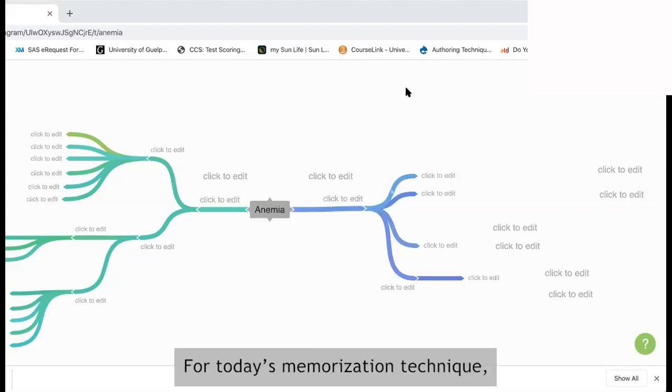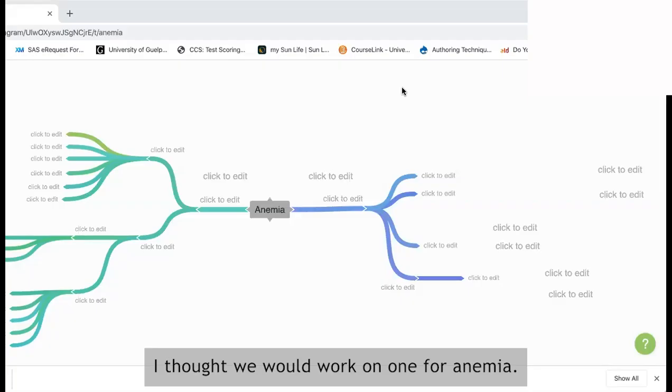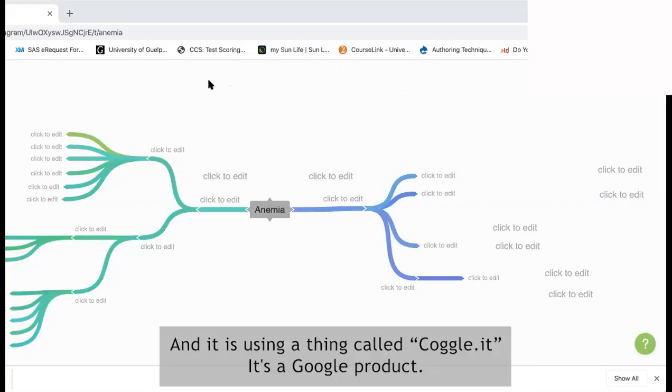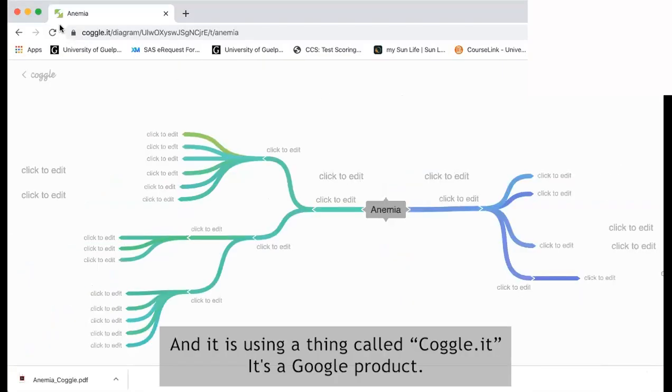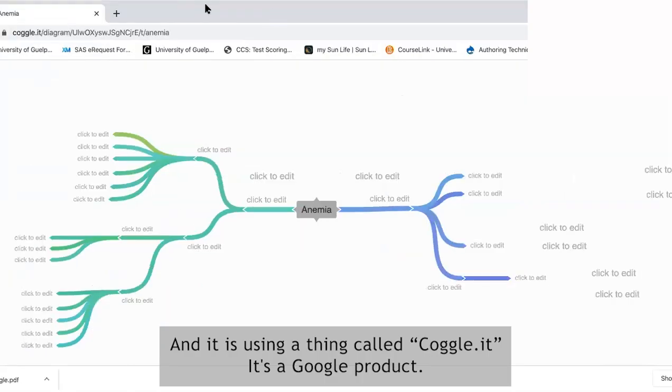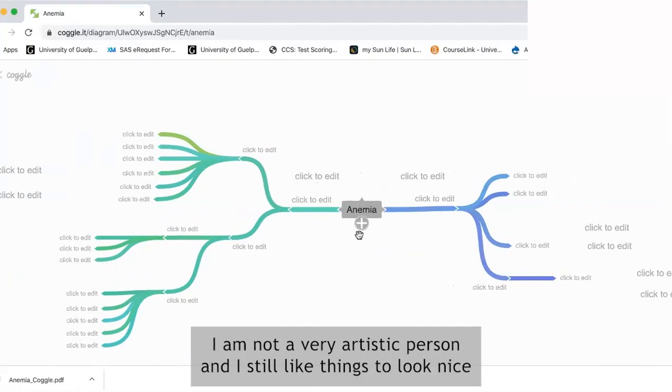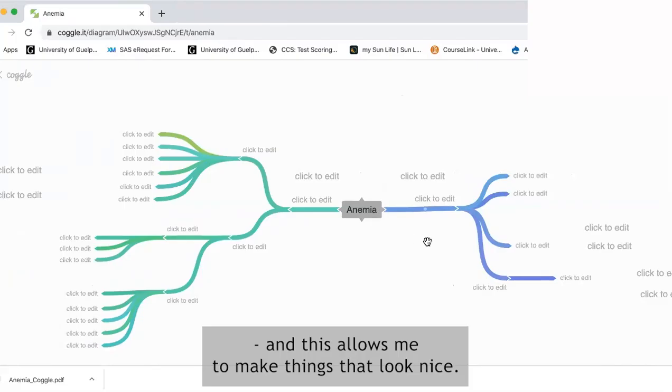Hi all. For today's memorization technique, I thought we would work on one for anemia, and it is using a thing called Coggle.it. It's a Google product. I am not a very artistic person, and I still like things to look nice, and this allows me to make things that look nice.